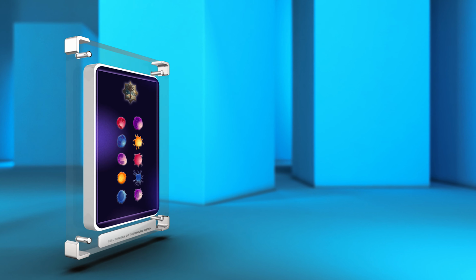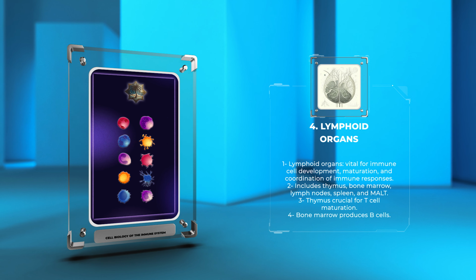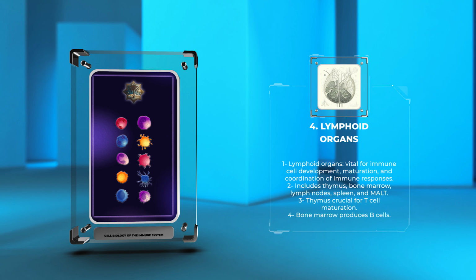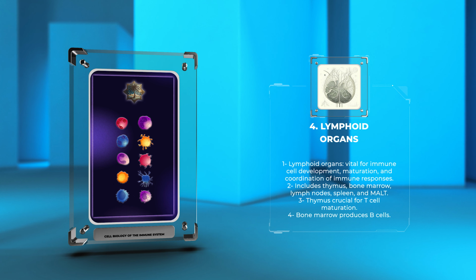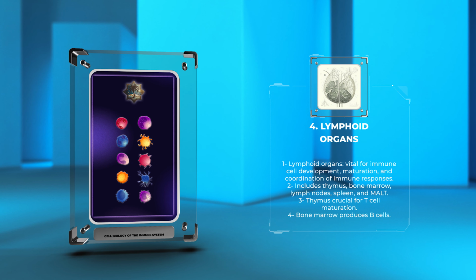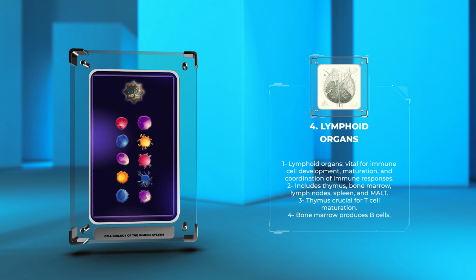Lymphoid organs are vital for immune cell development, maturation, and coordination of immune responses. These organs include the thymus, bone marrow, lymph nodes, spleen, and mucosa-associated lymphoid tissue, MALT. The thymus is crucial for T cell maturation, while the bone marrow produces B cells. Lymph nodes and spleen serve as sites for immune cell interaction and activation.